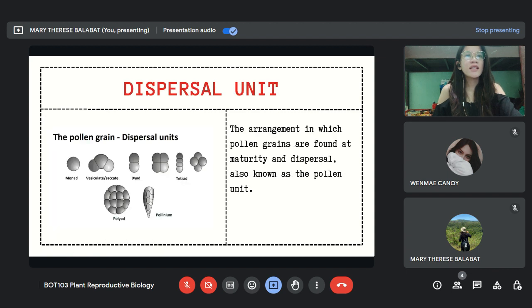Now the polarity and the symmetry. They are determined with reference to the development in the tetrad. Each pollen grain has a polar axis running outward from the center of the tetrad, and two poles where this axis meets the surface of the grain. There is a proximal pole at the center of the tetrad and a distal pole at the outer surface.